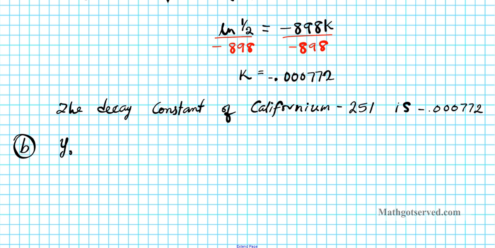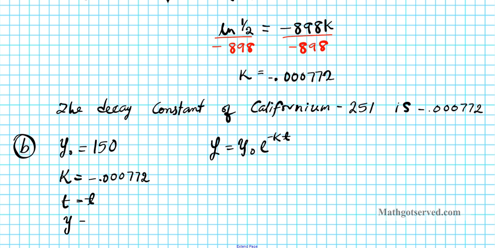So here we have the initial amount is 150 grams. We want to write a model using this formula, y sub 0 e to the negative kt. So let's see what we have here. The decay constant is negative 0.000772. The time is t. We're just writing down the model. The final amount we do not know.